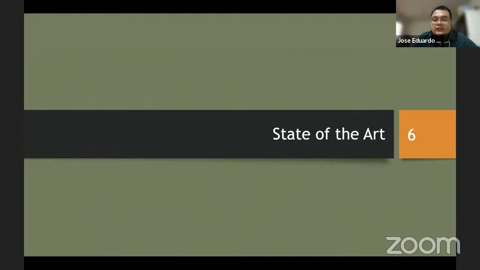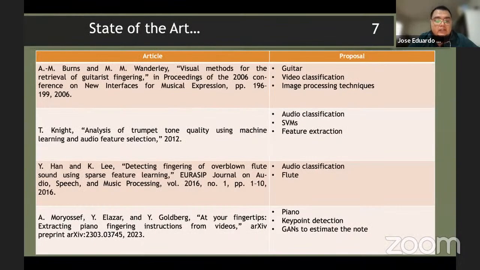So the state of the art is not as much as we expected, because most of the previous work focuses on other instruments. Here in this slide, you can see that most of them are focused on guitar, piano, and also flute. So the first work is focused on guitar.